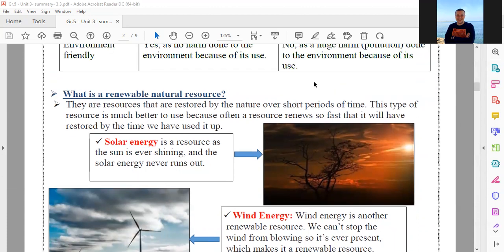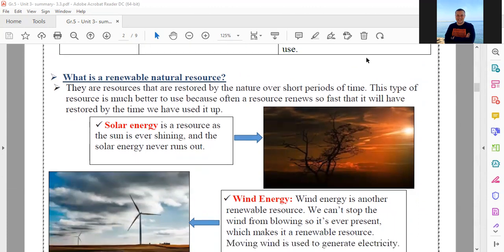Okay, grade 5. Now let's move on. So what is a renewable natural resource? We will talk more about the renewable natural resources. These are resources that are restored by nature over a short period of time. This is replacing what was used, what was consumed, in a short period of time.